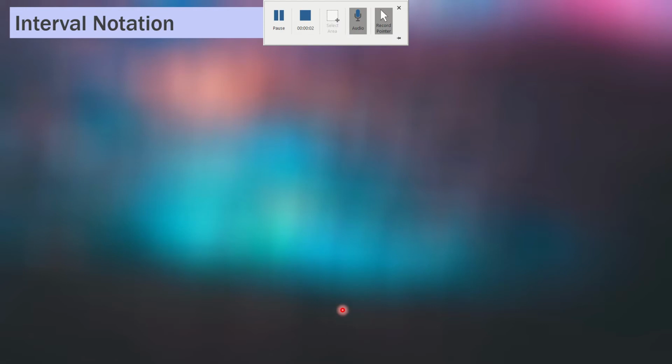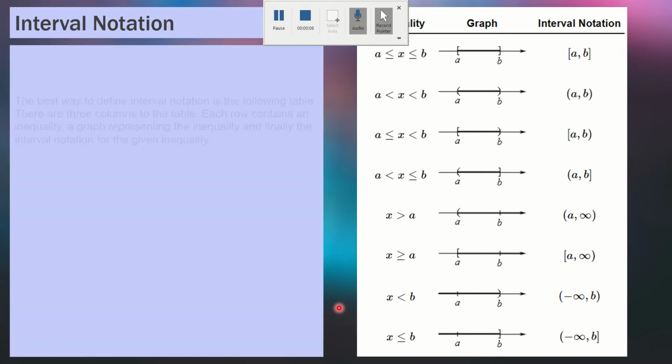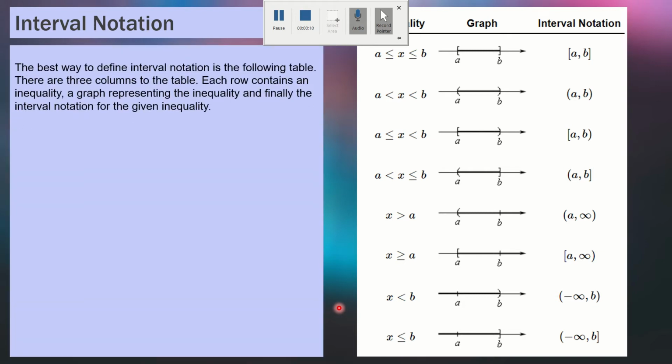Before we go directly to our main lesson, let's study first the interval notation. The best way to define interval notation is the following table. There are 3 columns to the table. Each row contains an inequality, a graph representing the inequality, and finally the interval notation for the given inequality.